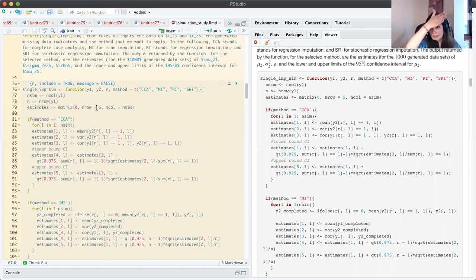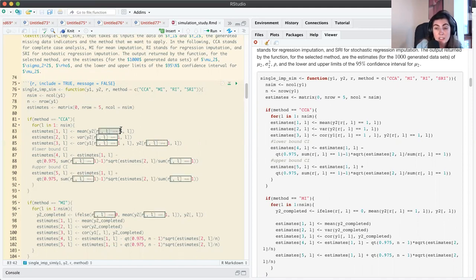And then I have nsim columns, so 1000 columns where I store these quantities for the different simulated data sets, okay? And okay, for complete case analysis, I'm basically looking at Y2 and just using the values for which the missing indicator takes the value 1, because I know these are the ones with observed values after I have imposed missingness, right? Then I do the same for the sample variance.